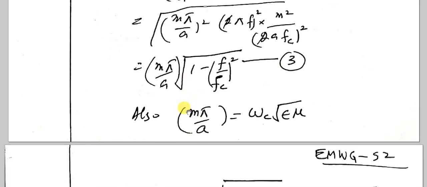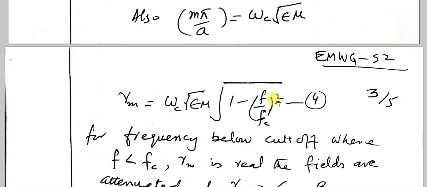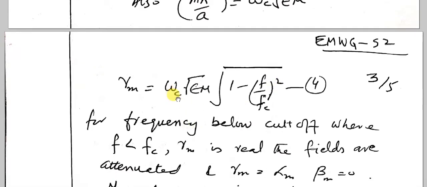Also, since m pi over a is omega c square root of epsilon mu, we can replace that value as well: omega c square root of epsilon mu times the square root of 1 minus (f over fc) whole square. This is equation number 4.